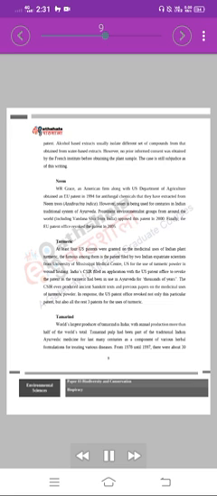patent. Alcohol-based extracts usually isolate a different set of compounds from that obtained from water-based extracts. However, no prior informed consent was obtained by the French Institute before obtaining the plant sample. The case is still sub judice as of this writing.